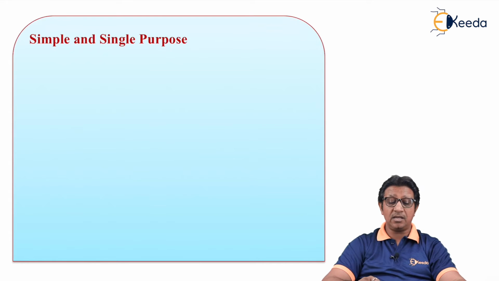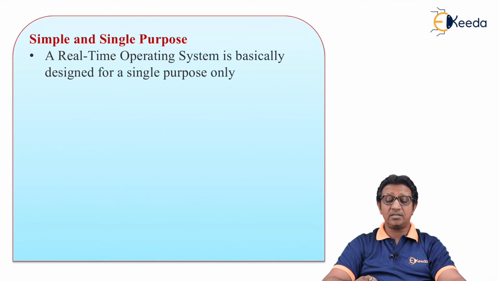Now, simple and single purpose. Real-time operating systems or real-time systems are designed for a single purpose only. Take the example of the missile guidance system which I've already given you. In that, what will happen? The missile guidance system will only guide the missile. It cannot launch the aircraft. So its work is dedicated and fixed.